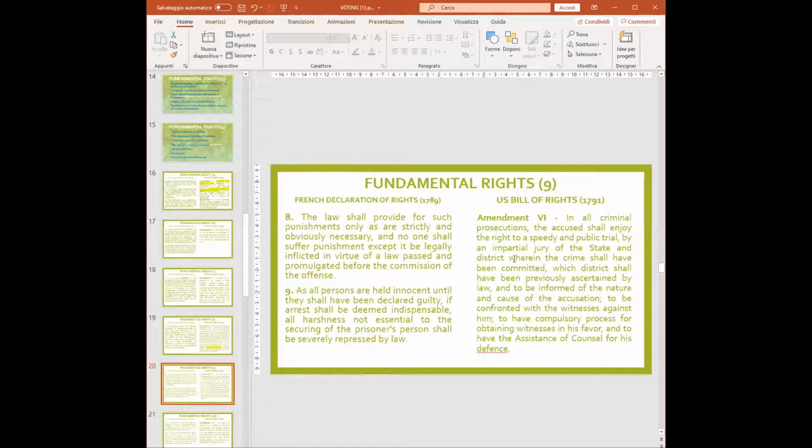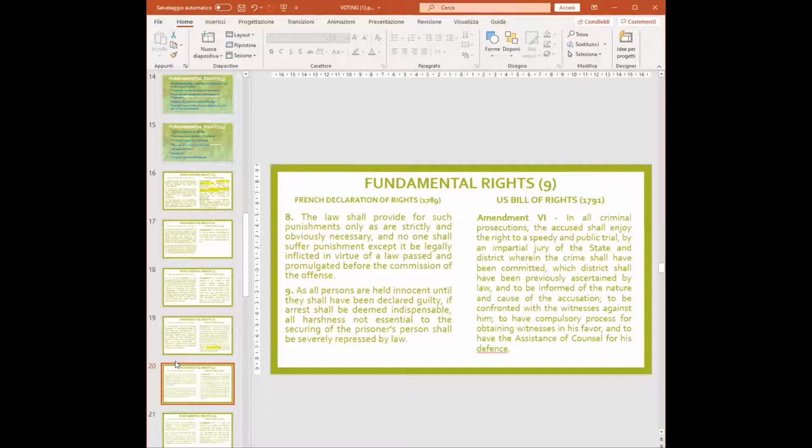And you see here not only impartial jury, but the fact that the judge has been predetermined, previously ascertained by law, the right to be informed of the nature and cause of accusation, to be confronted with the witnesses, to obtain witnesses in favor, and to have the assistance of counsel for his defense. So we find the whole basic principles of criminal trial, the rights of an accused, expressed in the Sixth Amendment.